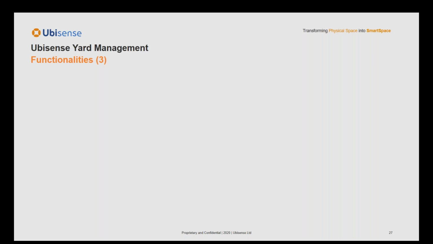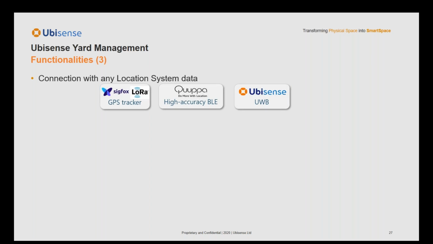Some other functionalities. We can connect the smart space platform, the software platform, to any location system data. If we track things indoor or outdoor, or indoor and outdoor, we can use ultra wideband if we want high accuracy. We can use BLE also indoor, and GPS trackers outdoor. We usually use a combination of two or more technologies to track indoor and outdoor in a single hardware device.